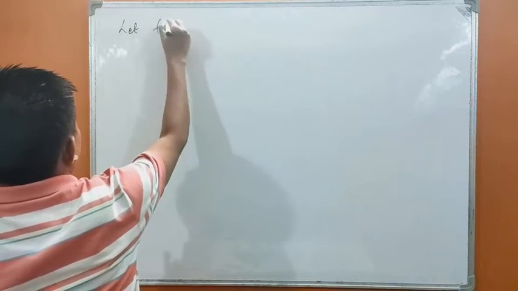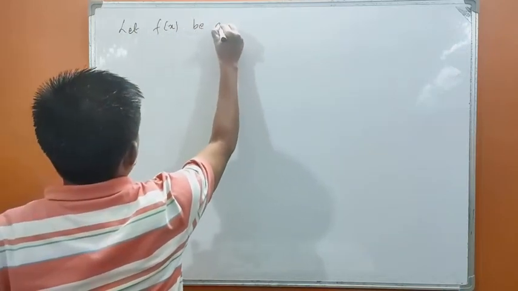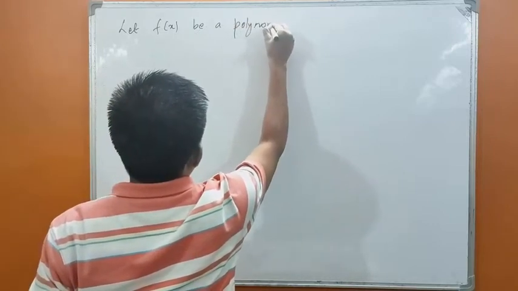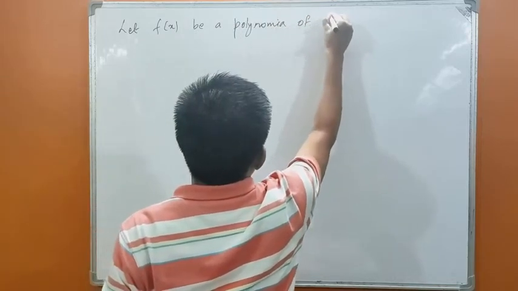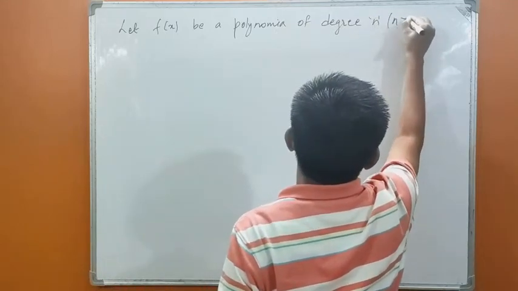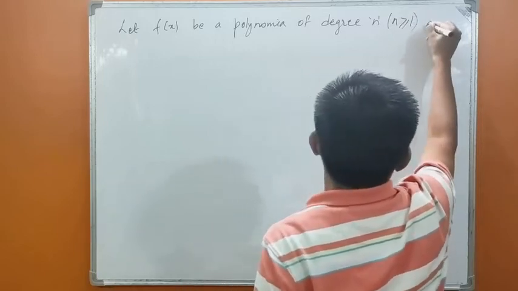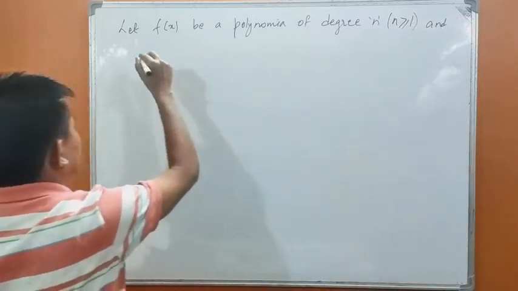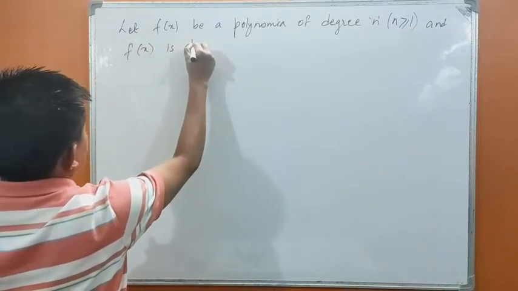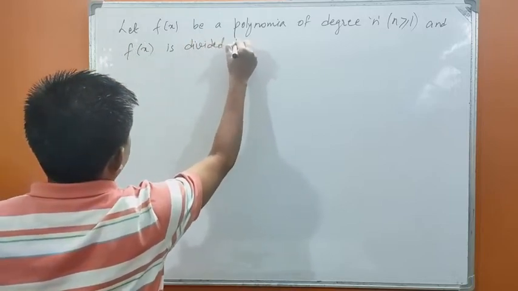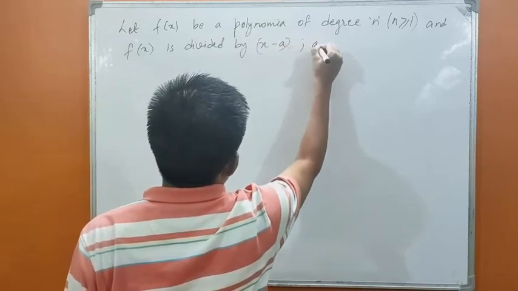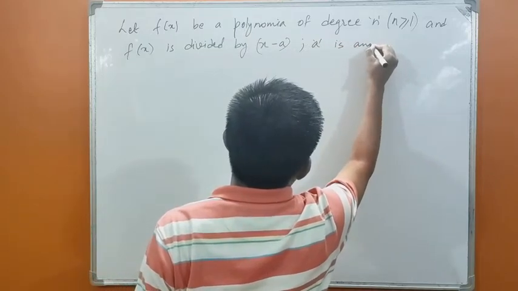Let f(x) be a polynomial of degree n, where n is greater than or equal to 1, and f(x) is divided by x minus a, where a is any real number.